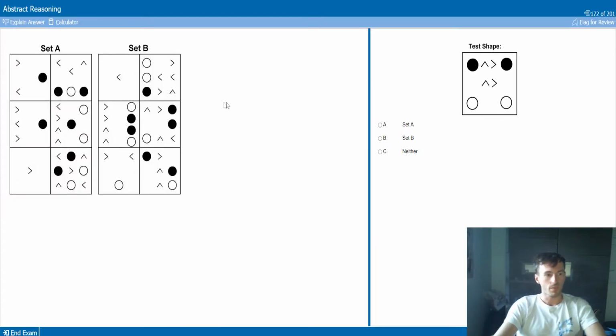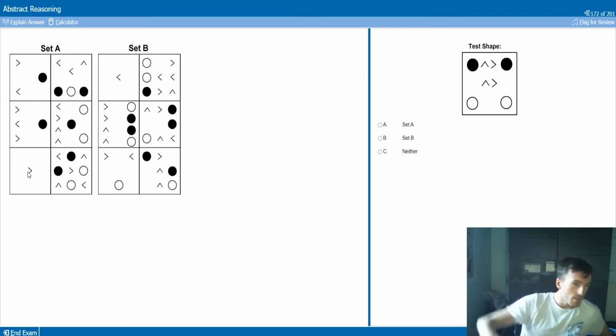Okay, next question. Something to do with this shaded circle being on the right leaves these arrows on the left. Yeah, but... doesn't. Not sure really, because this one has a lot going on.